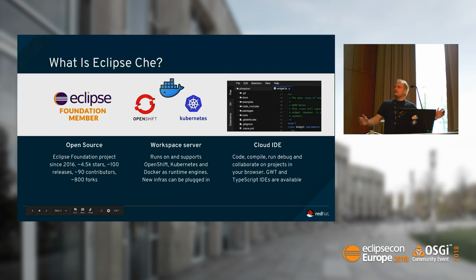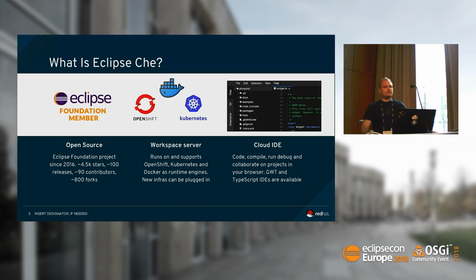All right, what is Eclipse Che? Eclipse Che is a Workspace server and a cloud IDE. It's an Eclipse Foundation project. It has been an Eclipse Foundation project since 2016. Since then, the project has gained over 4.5K stars on GitHub, if that matters. It has seen over 100 releases. There are almost 100 contributors. Some of those are Red Hat, SAP, Software AG, and Codenvy, the company that stood at the roots of the Eclipse Che project. And Eclipse Che has been forked more than 800 times.